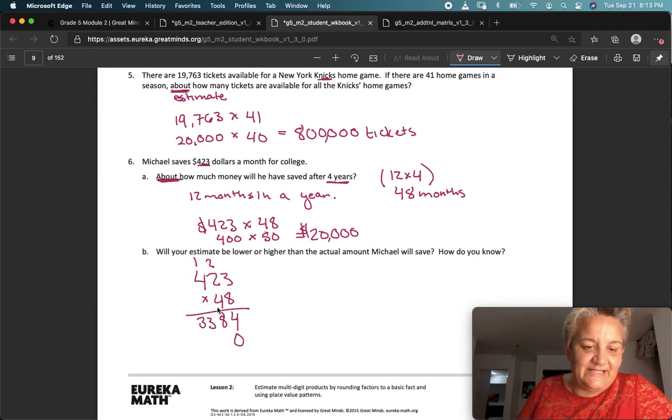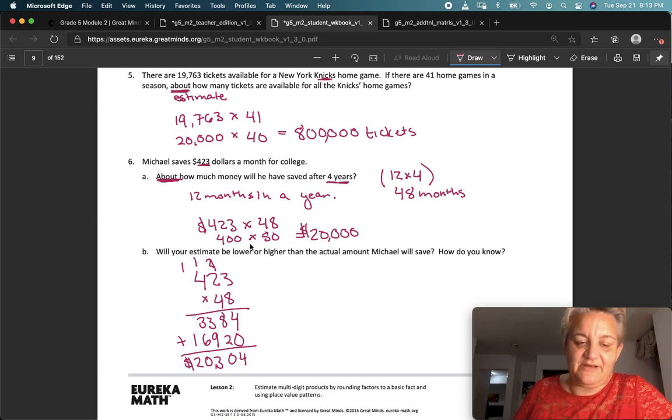Now I'm going to multiply the tens place. 4 times 3 is 12. Carry the 1. 4 times 2 is 8, plus 1 is 9. 4 times 4 is 16. Carry the 1. There's nothing there, so that drops all the way down. Then I add. 4, 0, 10, 13, 7, 8, 9, 10. Carry the 1 is 2. So in fact, the actual number, if he saves exactly the same amount every month, would be slightly higher.